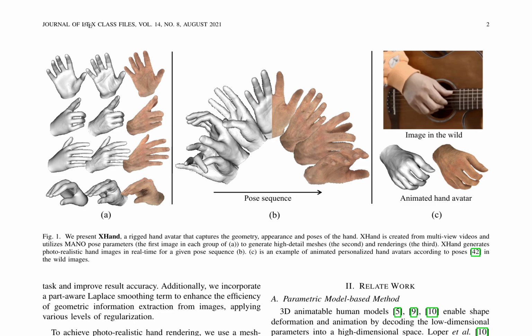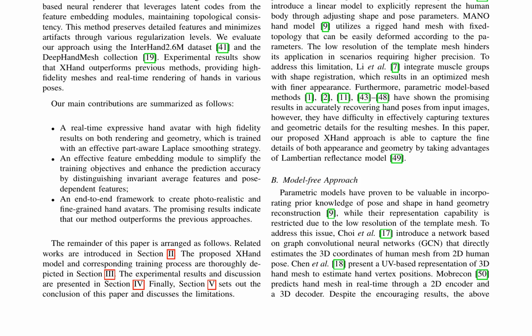To achieve photorealistic hand rendering on fine-grained meshes, our method employs a mesh-based neural renderer by leveraging mesh topological consistency and latent codes from embedding modules. During training, a part-aware Laplace smoothing strategy is proposed by incorporating distinct levels of regularization to effectively maintain the necessary details and eliminate the undesired artifacts.